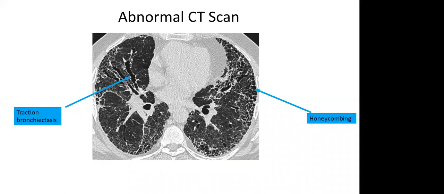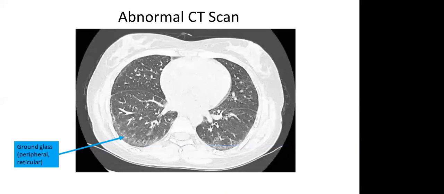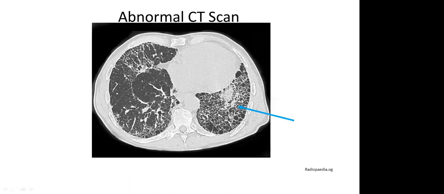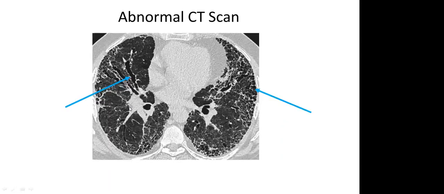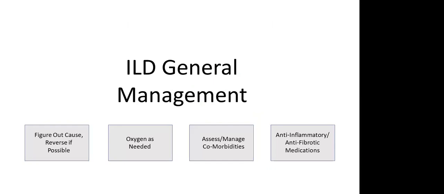So if we see these findings, we are concerned. The difference, ground glass, like this kind of stuff here that we see, usually means inflammation, whereas honeycombing and traction bronchiectasis means scarring. This is an important distinction to make. So if we have a diagnosis of ILD, we'll talk about the general management, but we have to keep in mind that inflammation and scarring, inflammation and fibrosis are two different ends of this spectrum that we need to keep in mind which one we're dealing with when we're deciding what to do.